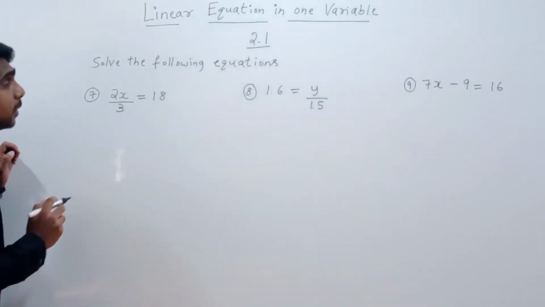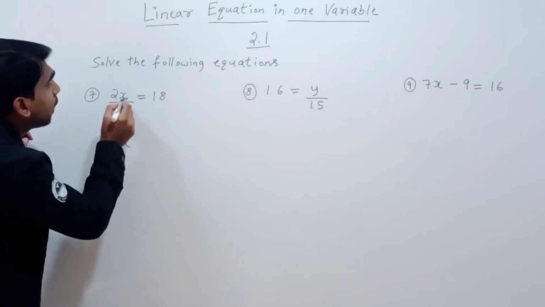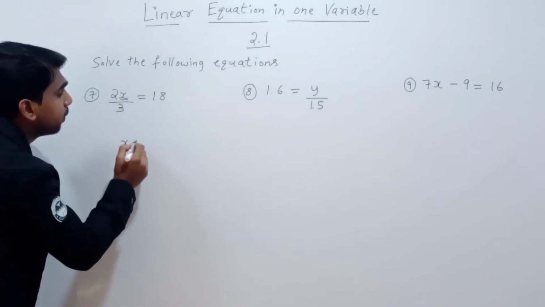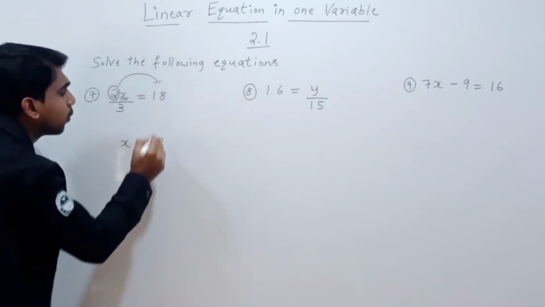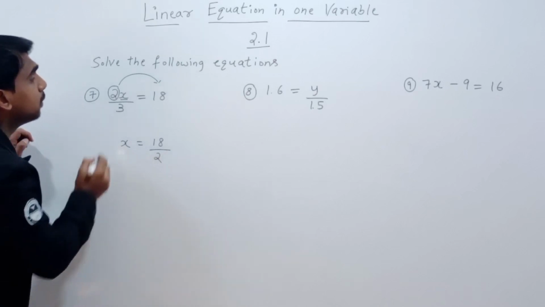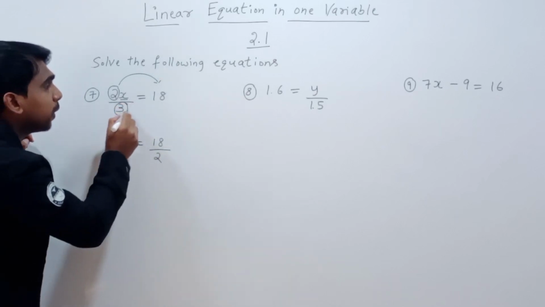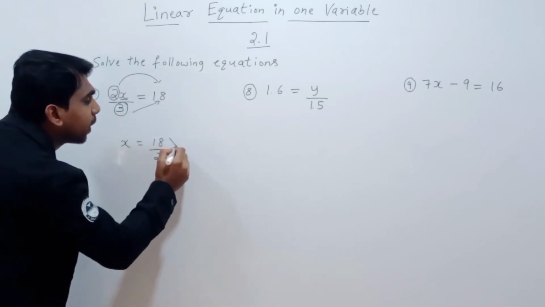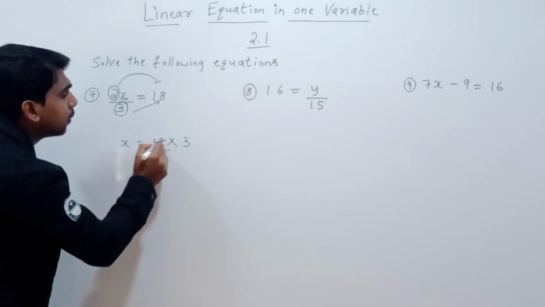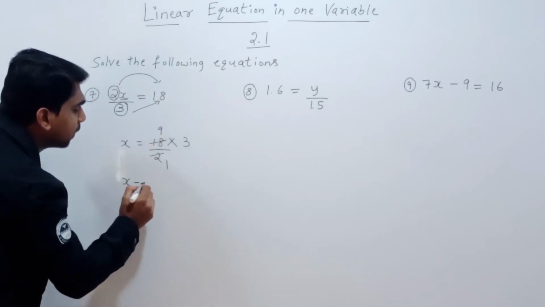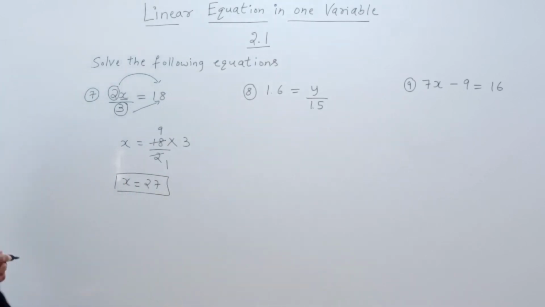Question number 7. Here we have to find the x value. Okay. Here 2 is multiplied. If it moves to the right side, it will become divide. Here number 3 is divided by. So if it moves to the right side, it will become into. Now 2 ones are 2, 2 nines are 18, 9 threes are 27. So x value is 27.